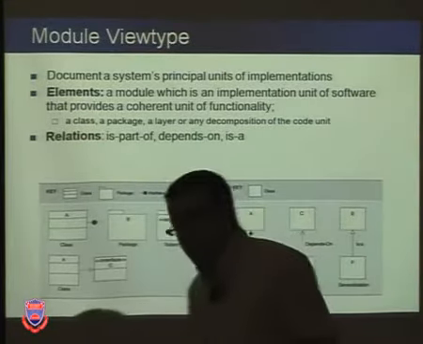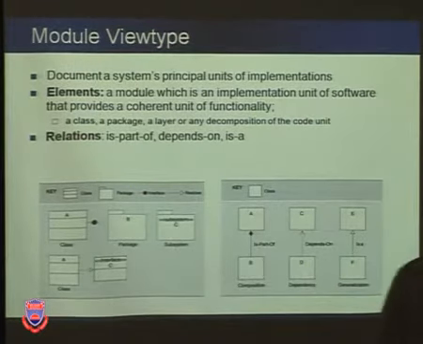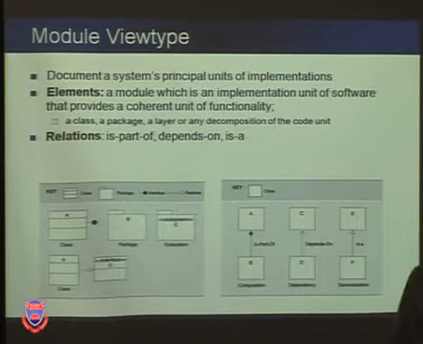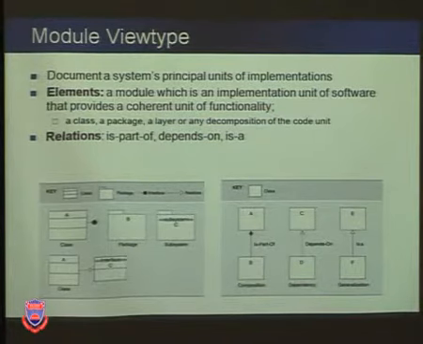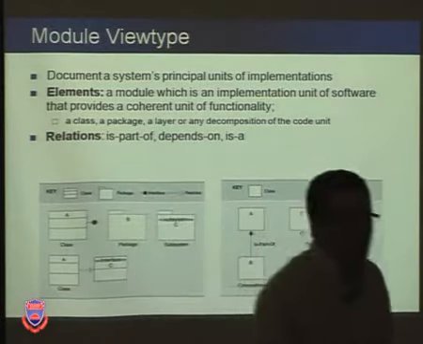What is a view type? A view type is just like a viewpoint in the IEEE standard. It is a template to describe some views. For example, the module view type, which is our first view type, has the key goal of documenting the system's principal units of implementation, so you look at it from the implementation perspective.